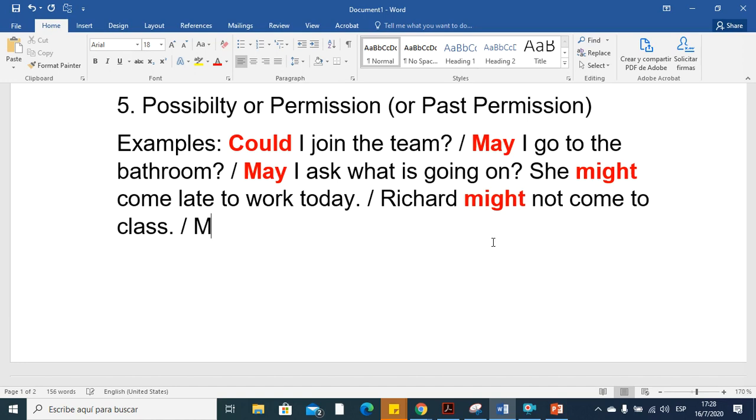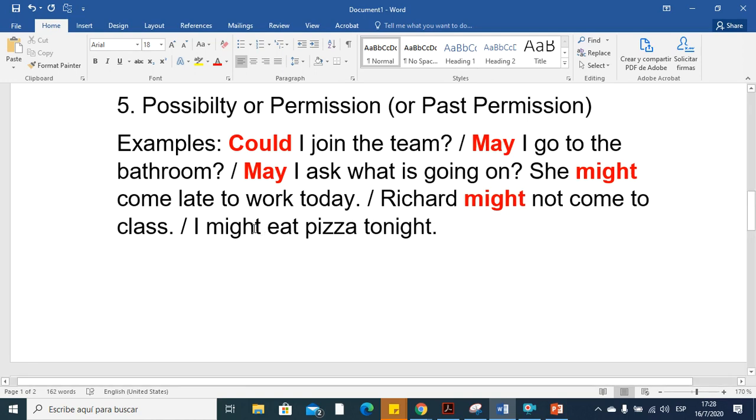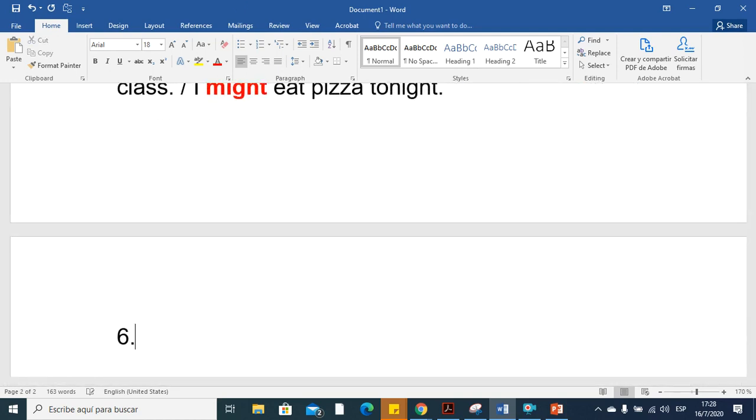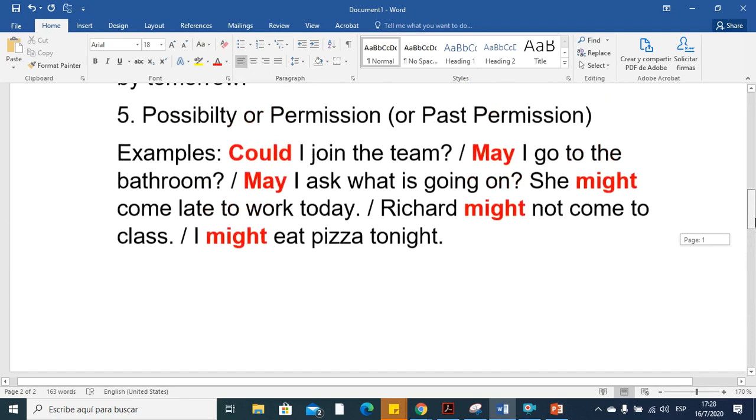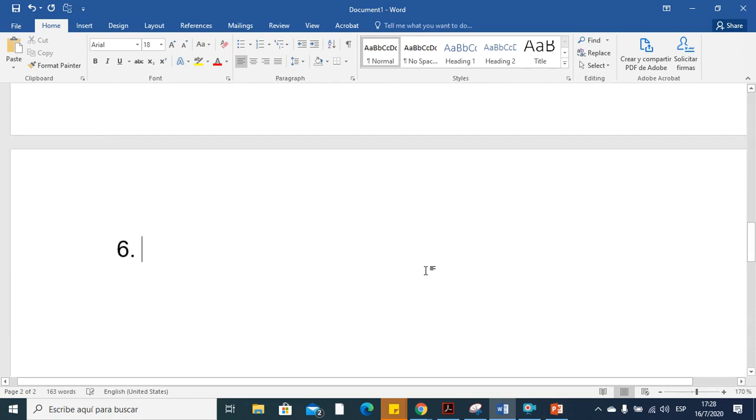Another example would be, for example, I might eat pizza tonight. Podría comer pizza esta noche. Porque no estoy diciendo que lo vaya a hacer. I'm saying podría hacerlo. That's what I'm saying. I might eat. All right. So those are some examples about, as we said, possibility or permission.